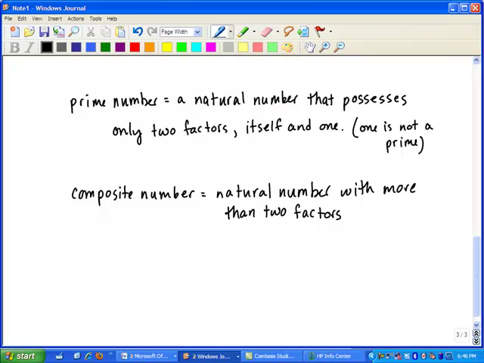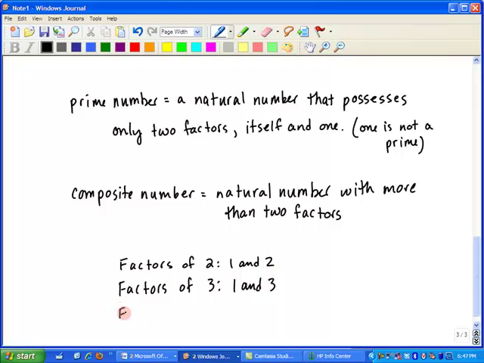So, for example, 2 would be which one? What are the factors of 2? Factors of 2 would be 1 and 2. There you go. So that one's prime. Okay. How about 3? What are the factors of 3? 1 and 3. So that one's also prime.